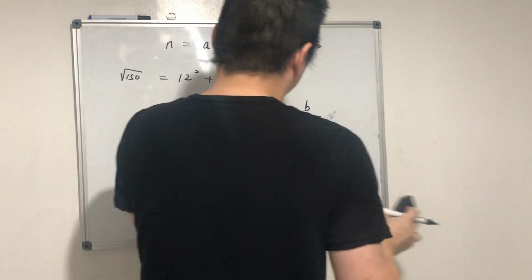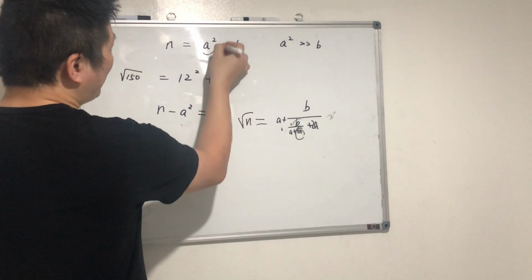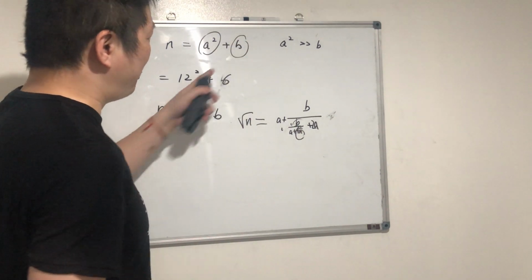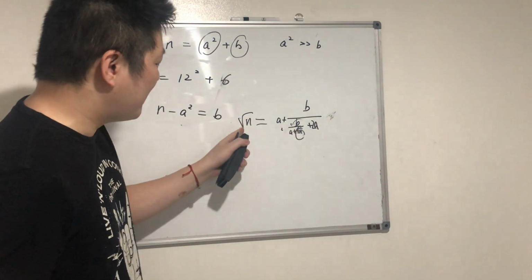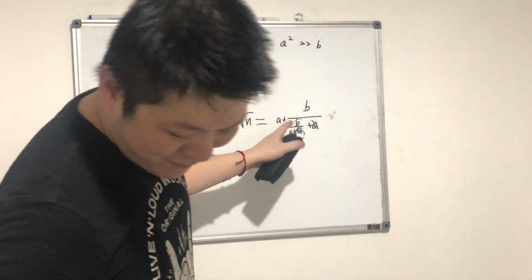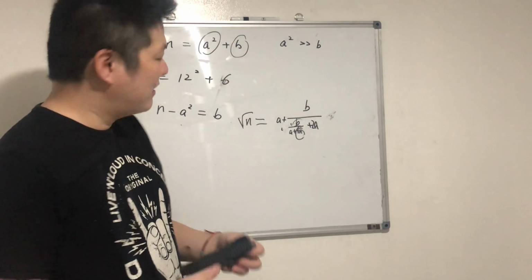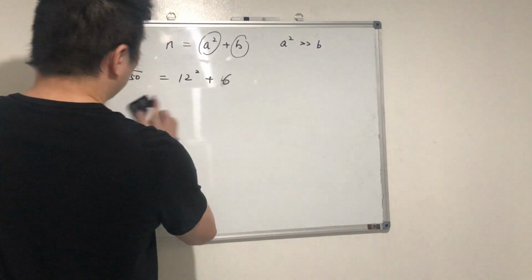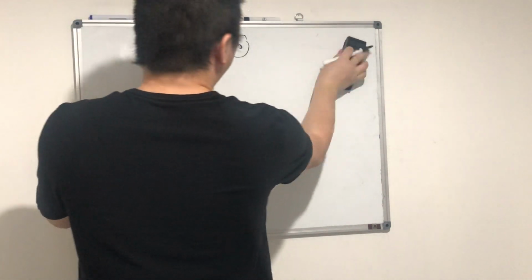So we can do this. By a, we know this a, and b, we know this a. B, the square root of n is just the calculation of b and a. Right? Are you still with me? Okay. a plus b divided by 2a.